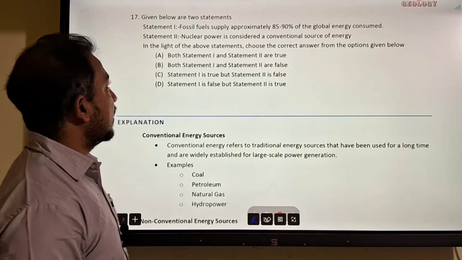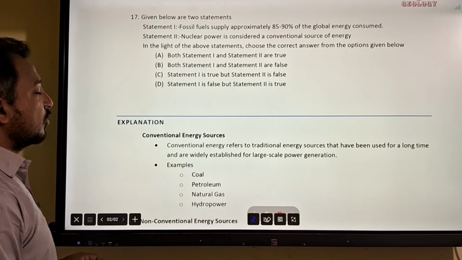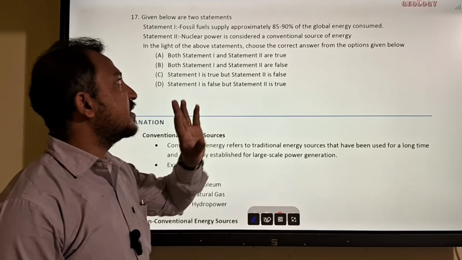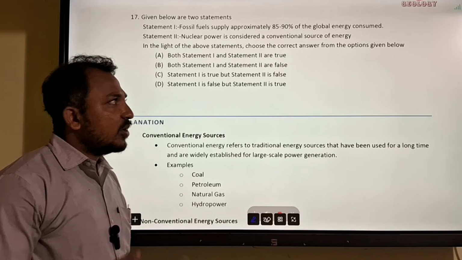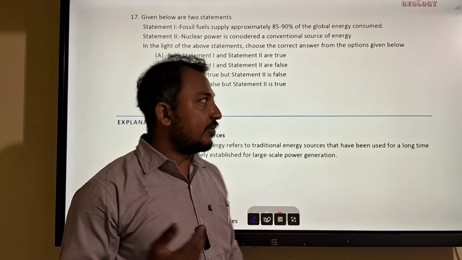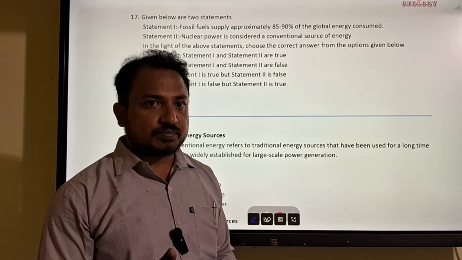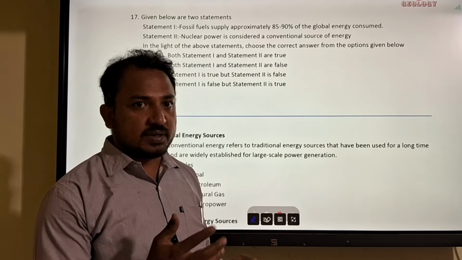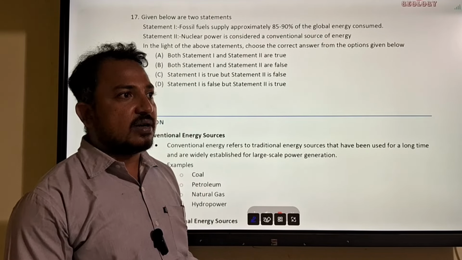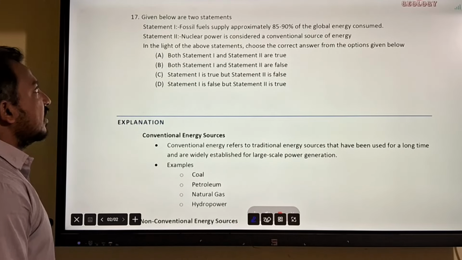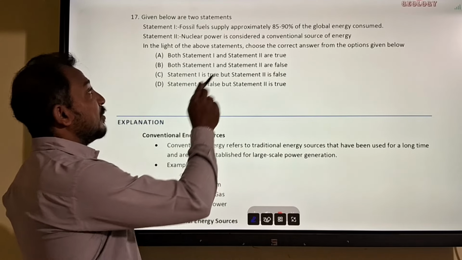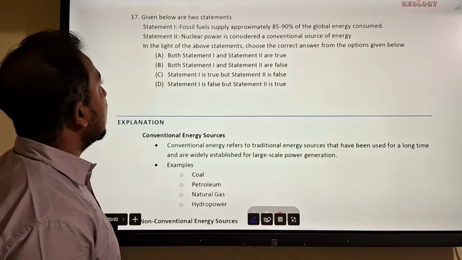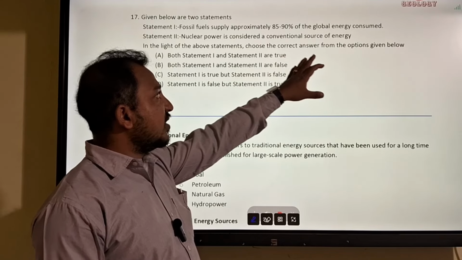So come to our next question, where two statements are given. One is: fossil fuel supplies approximately 85 to 90% of the global energy consumed. We all know fossil fuel is very important. In the present condition, we are facing these problems because of the war between these countries, that is in Iran. So fossil fuel supplies approximately 85 to 90% of the global energy. It is obviously correct. Then, nuclear power is considered as a conventional source of energy.